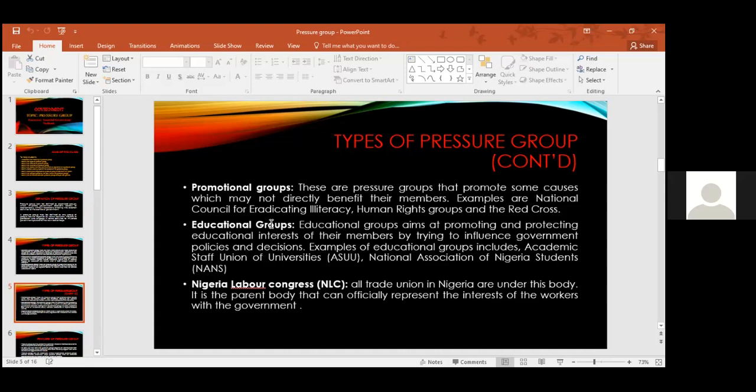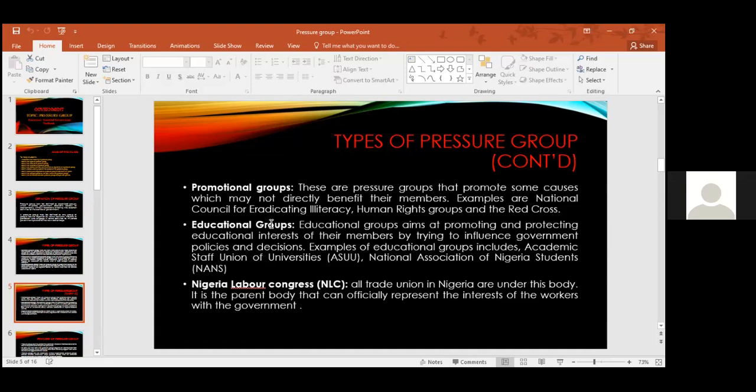Maybe they create a purpose that, okay, we want to alleviate poverty in Nigeria. So that is their sole purpose. So they will ensure that they promote that purpose till they achieve it. So that's the idea of promotional groups.